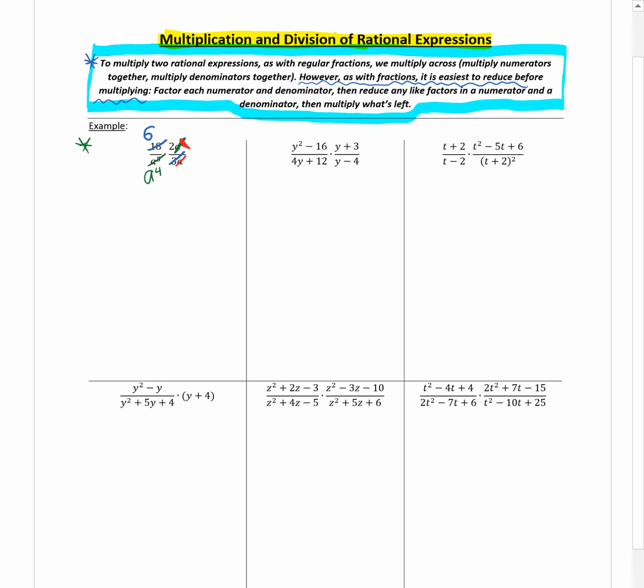So all that's left now is the 6 on the top times the 2 that's also on the top. 6 times 2 will make 12. And then in the denominator, all we're left with is the a to the 4th, and there's nothing else left. So we'd have 12 over a to the 4th.